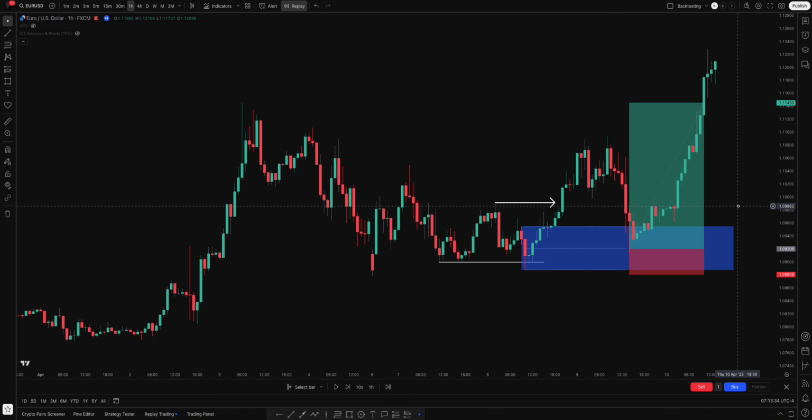Now, there's another method, another more conservative method that you can use for entries, and it's to enter the trade after the rejection from the order block.